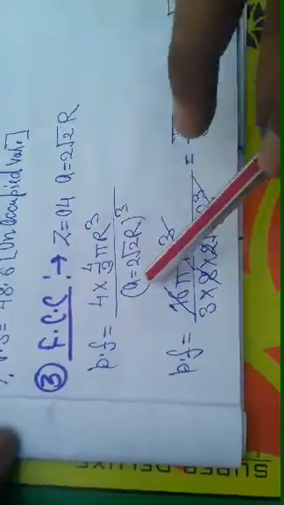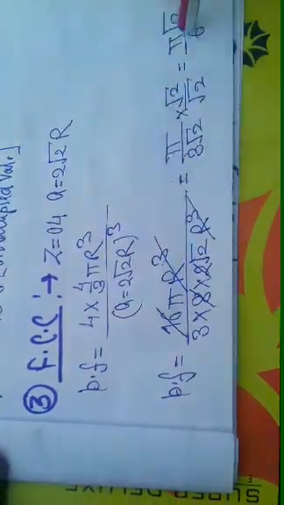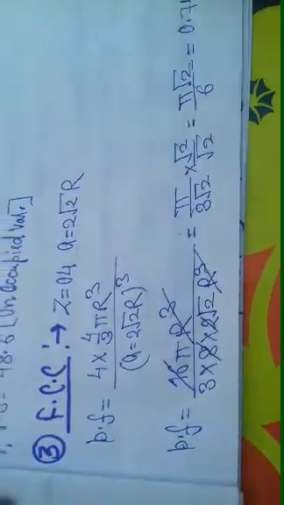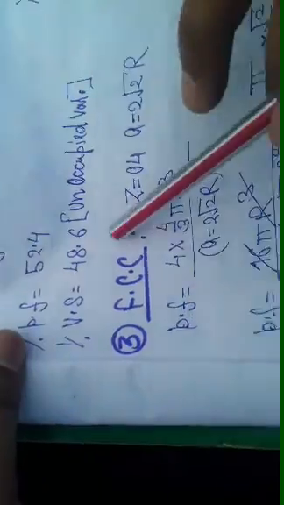Moving on to FCC, the Z value is 4, and the relation between edge length and radius of an atom is a equal to 2 root 2 times r. When we solve this equation, we get 0.74 as the fractional value, and multiplying by 100, the packing efficiency is 74%, and the unoccupied volume, the void space, is 26%. So the most efficient packing is found in the FCC cell.